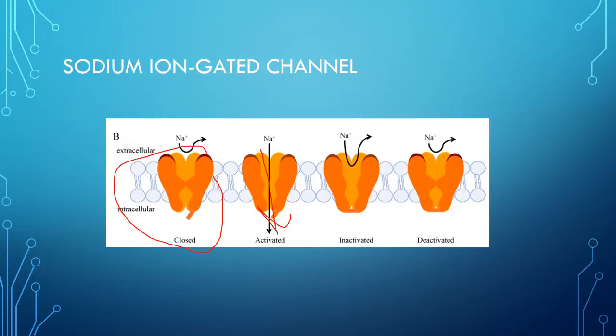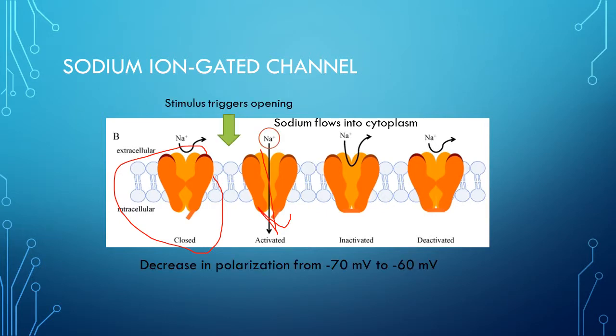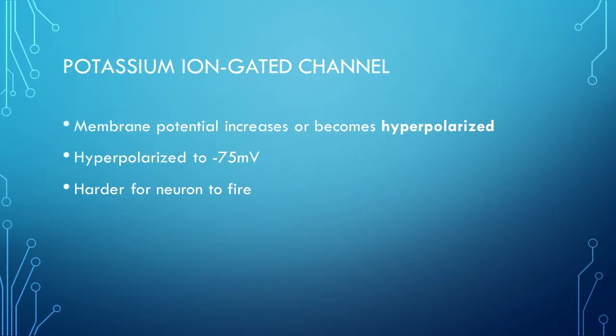Alright, so let's look at two of these. The sodium ion gated channel looks like this, and as you can see, there are multiple different states it can be in. Before the stimulus is sensed, the channel will probably be closed like this. But when the channel is activated, it will open. And so the potassium ion gated channel is very similar, but when it's activated, the membrane potential will become hyperpolarized to negative 75 mV. This will make it harder for the neuron to fire and continue the message.